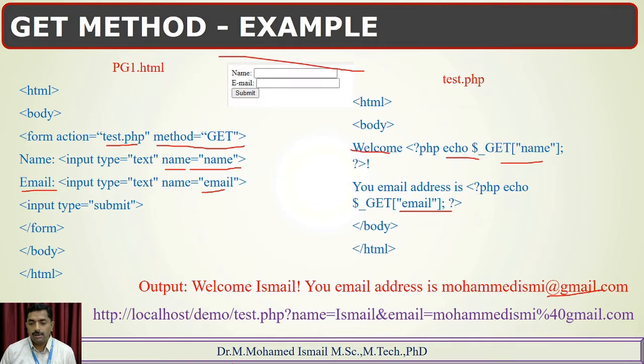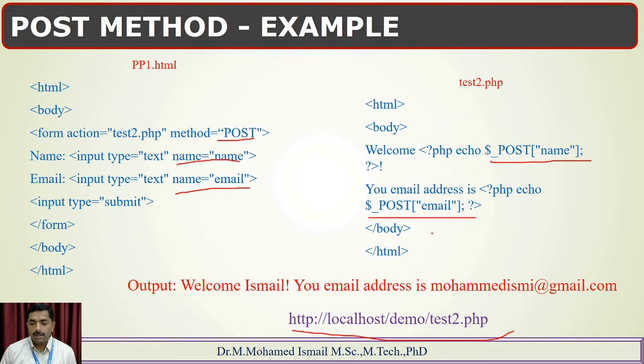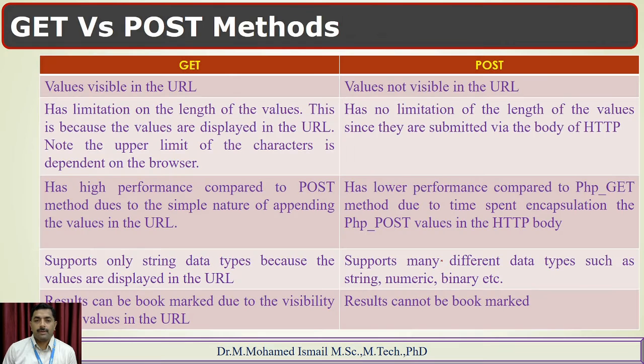So here you can see the difference from the get method. After the PHP file, whatever values we entered will display, but with the post method, it will not display. Look at the difference between get and post. With get, values are visible in the URL, just like we have seen, and there is some limitation on the length of the values. Since it is appended through the URL, there is a limitation that depends on the browser. With the post method, there is no limitation since we are sending through the HTTP header.